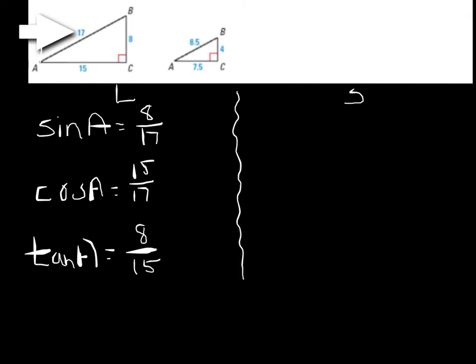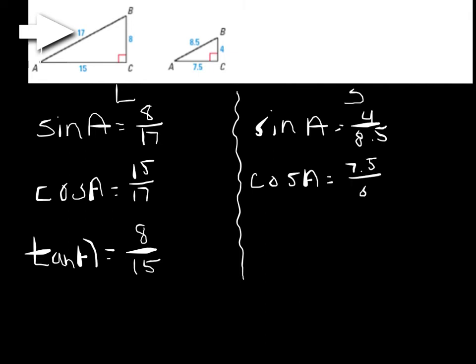On the right-hand side, we're going to do the small. Now I'm going to do this a little quicker. Sine of angle A for the small. So sine A is 4 over 8.5, opposite over hypotenuse. Cosine of angle A is adjacent 7.5 divided by the hypotenuse of 8.5. And tangent of angle A is opposite over adjacent, so 4 over 7.5.